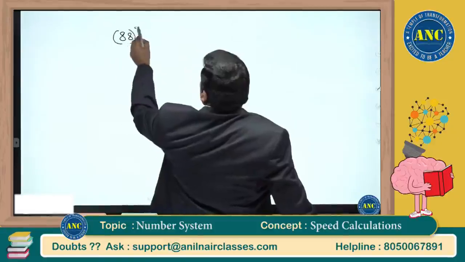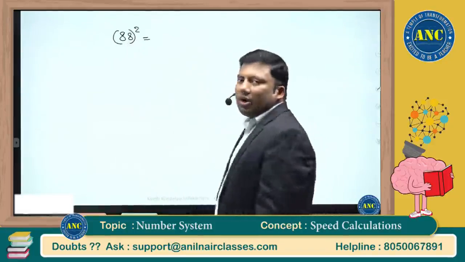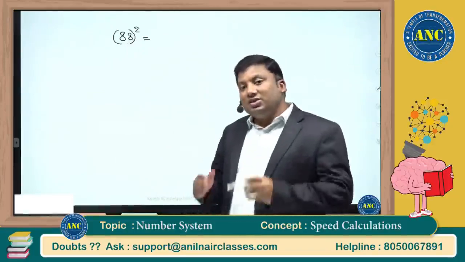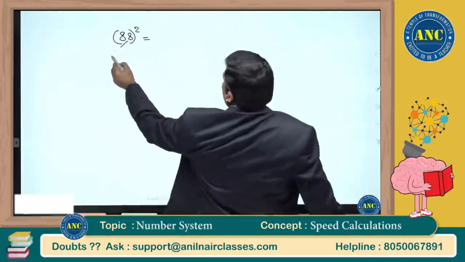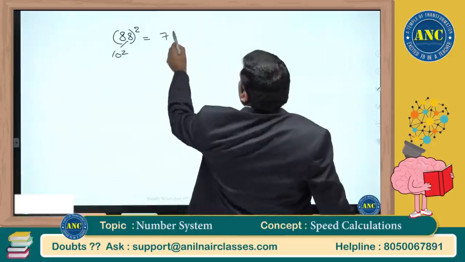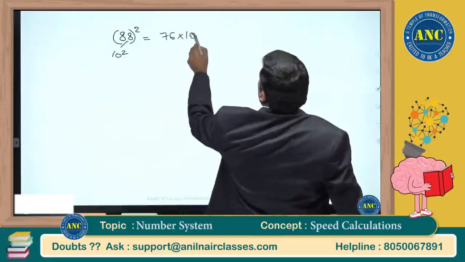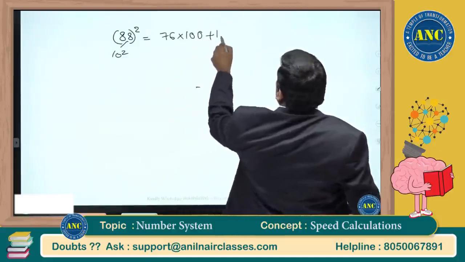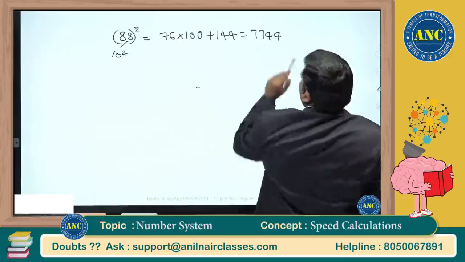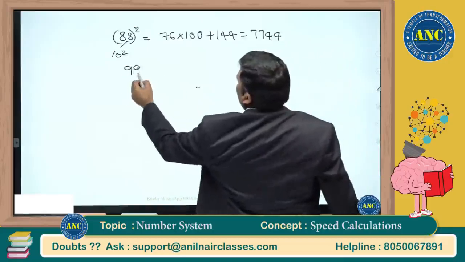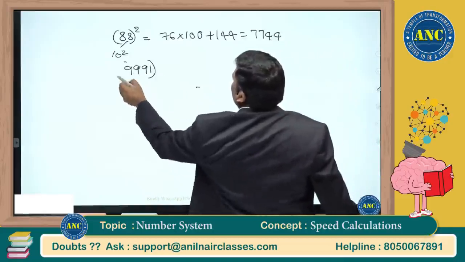Square, it is there. Please look at me, do not use pen, tell me the answer. 88 is nearer to 100. 88 minus 12 is 76. 88 plus 12 is 100. 12 square is 144. So it is 7744. Suppose 9991 whole square, it is there.